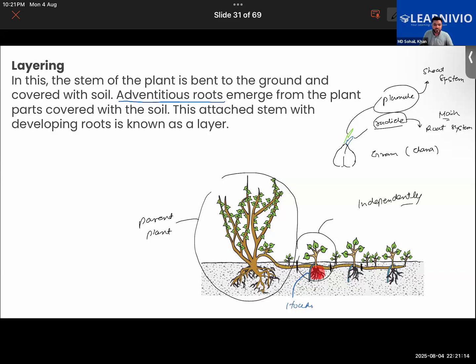So how much percent of the plants are made using artificial vegetative propagation? I'm not sure if there's some kind of survey done to find out how many plants are being grown by vegetative propagation. But we can make some estimate, like 10 to 15%, we can say.